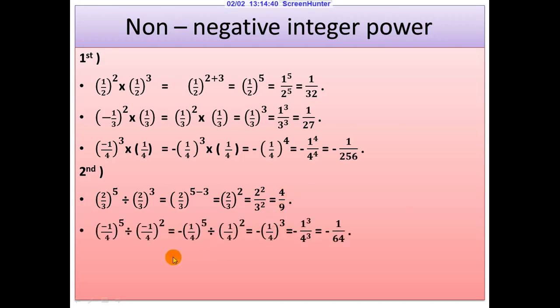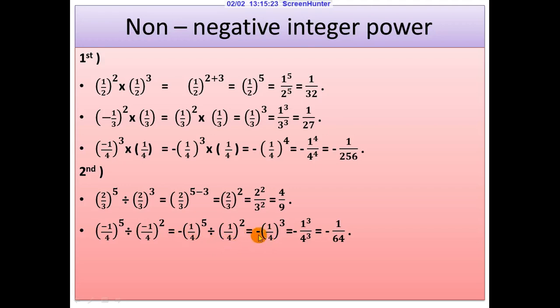Let's see the second exercise here: negative 1 over 4 raised to power 5 divided by negative 1 over 4 raised to power 2. As I told you before, we must decide whether we can cancel this negative or keep it. In the first part, we have an odd power, so we keep the negative outside the brackets. But in the second one, we have an even power, so we can cancel this negative, to be negative 1 over 4 raised to power 5 divided by 1 over 4 raised to power 2. And this negative stays with us for the whole exercise.